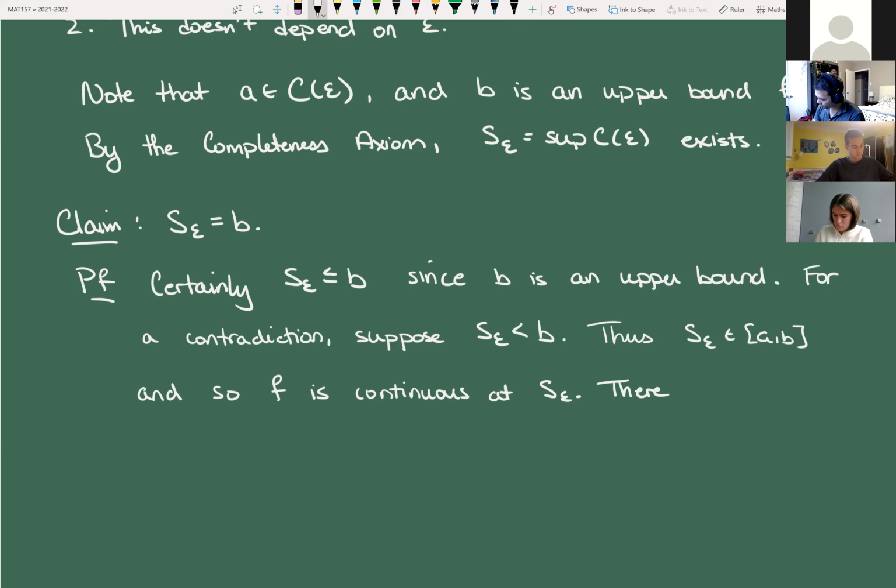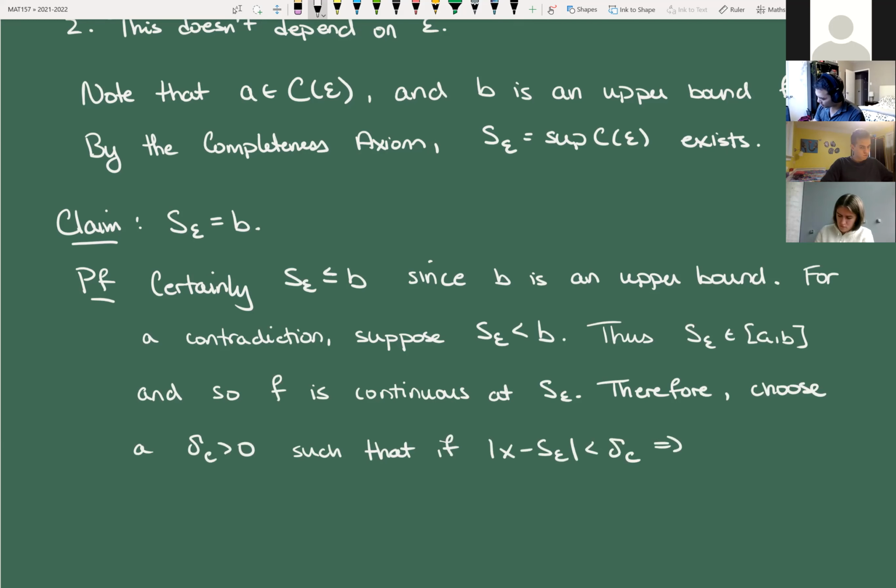Okay, so therefore, choose a delta. I'm going to call it delta sub c for continuity, such that if x minus s sub epsilon is less than delta sub c, then f of x minus f of s sub epsilon is less than epsilon over 2. Okay, and you'll see why epsilon over 2 later. Again, if you're doing this proof, you would just say epsilon for now and you'd fix it later, right?